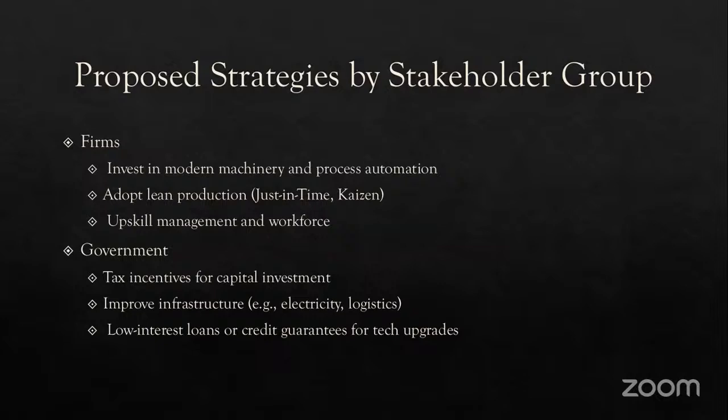From a government perspective, the government can consider introducing tax incentives for capital investment, so that you can attract some foreign FDIs as well. Then improve infrastructure through electricity, logistics, and things like that. One of the areas we think is we can offer low interest loans or credit guarantees for organizations going for tech upgrades. That would propel the industry manufacturing firms upward in terms of adopting new technology.